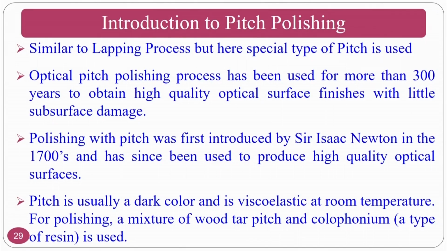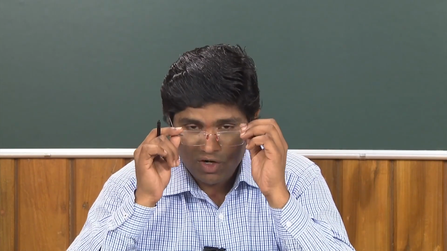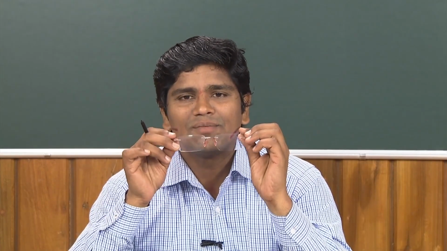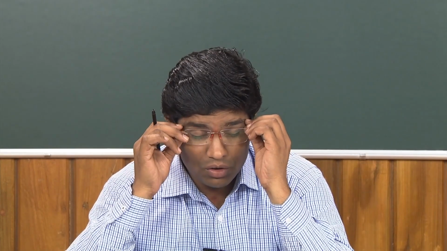This is similar to the lapping process, but the special thing is that here pitch is used, which is slightly different from lapping fluids. The optical pitch polishing process has been used for more than 300 years to obtain high quality optical surfaces. That means that this particular process is hugely used in the optical industry for lens polishing. Assume that I want to polish this type of lenses, so you can use this type of pitch polishing technique.